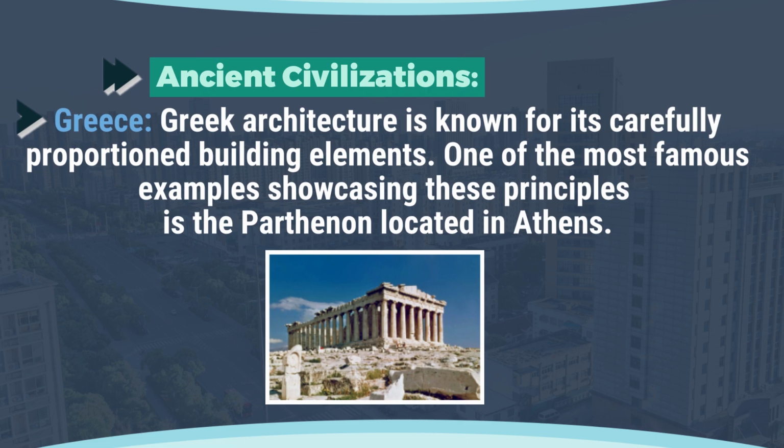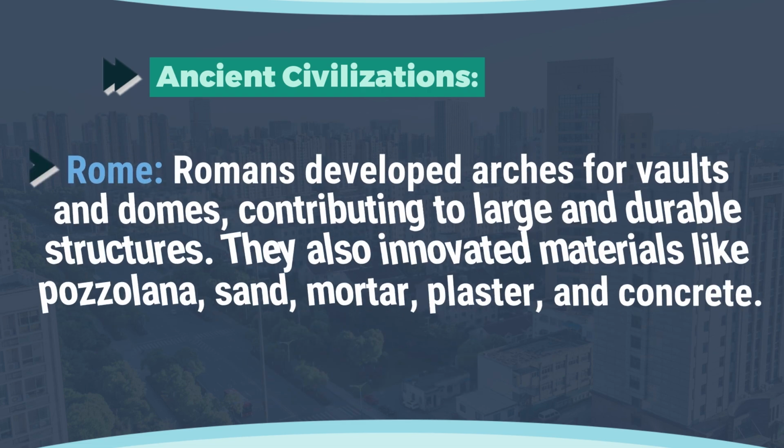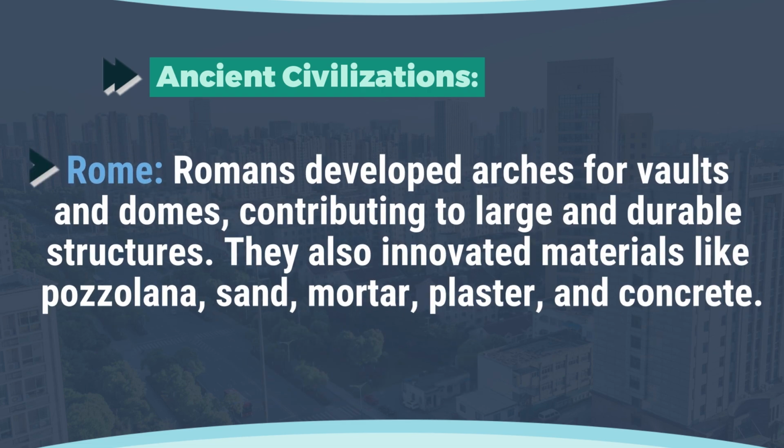One of the most famous examples showcasing these principles is the Parthenon located in Athens. Then in Rome, Romans developed arches for vaults and domes, contributing to large and durable structures. They also innovated materials like pozzolana, sand, mortar, plaster and concrete.